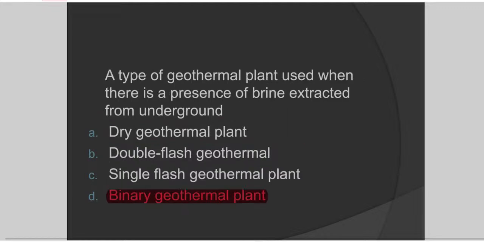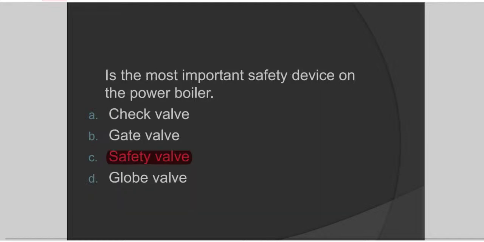A type of geothermal plant used when there is a presence of brine extracted from underground. A. Dry geothermal plant. B. Double flash geothermal. C. Single flash geothermal plant. D. Binary geothermal plant. Is the most important safety device on the power boiler. A. Check valve. B. Gate valve. C. Safety valve.